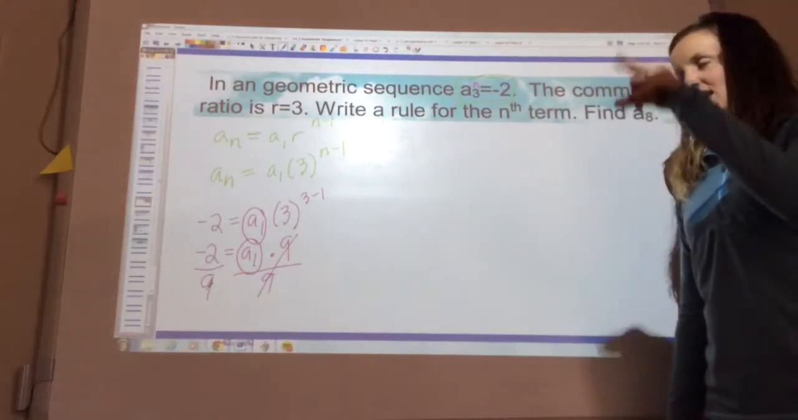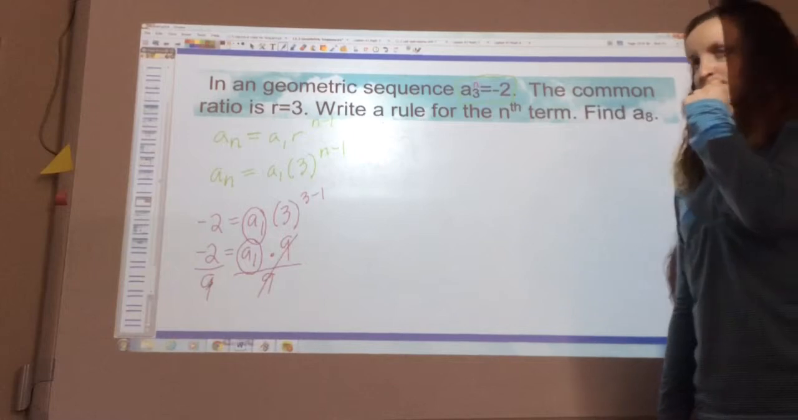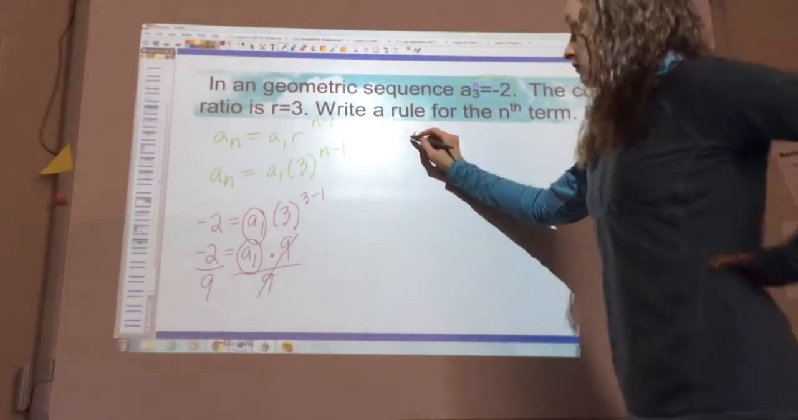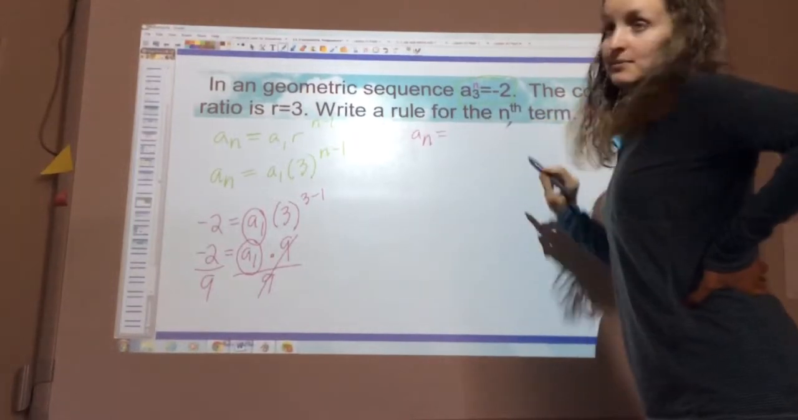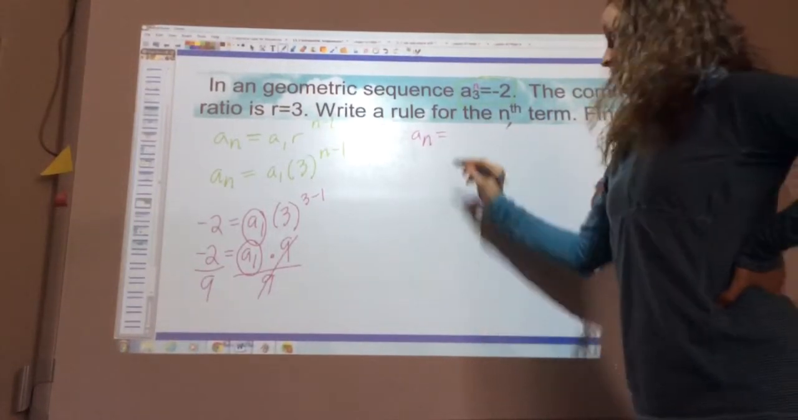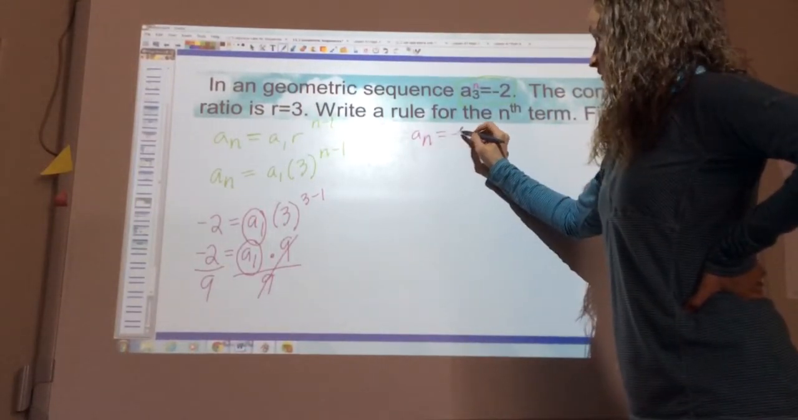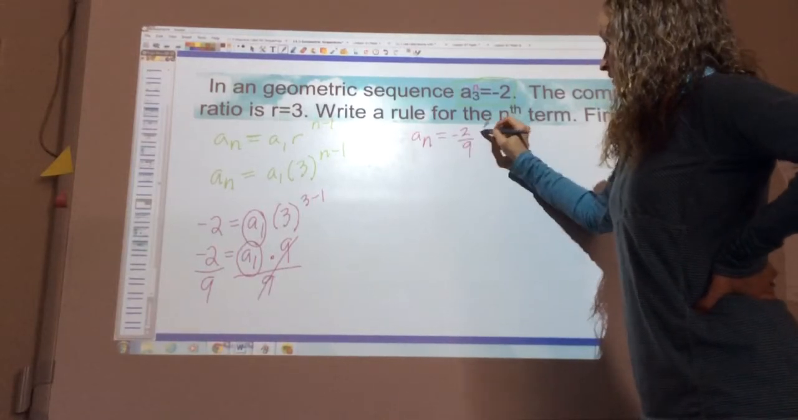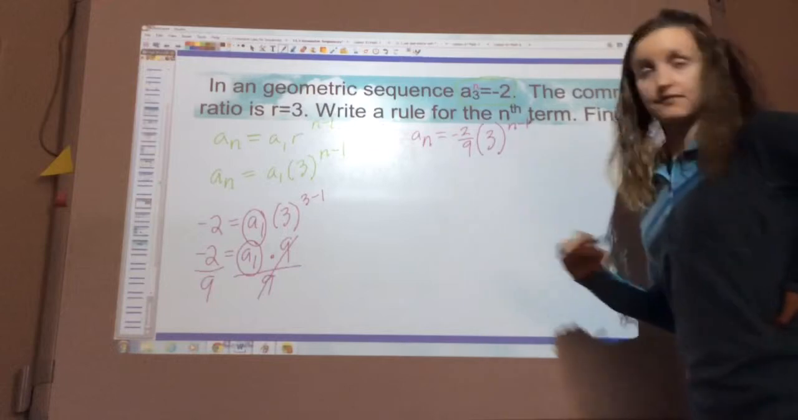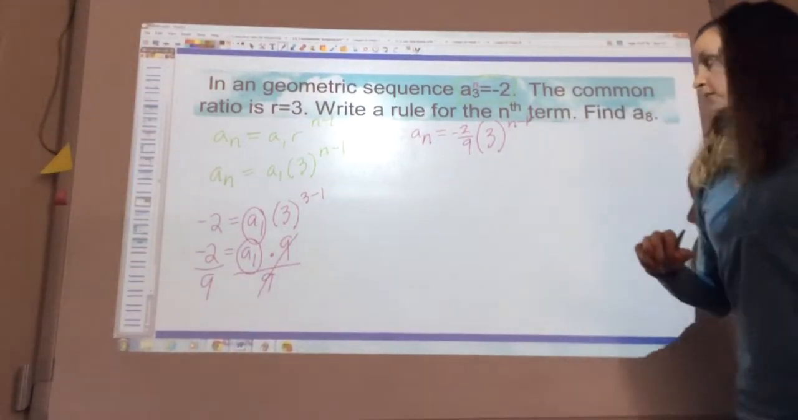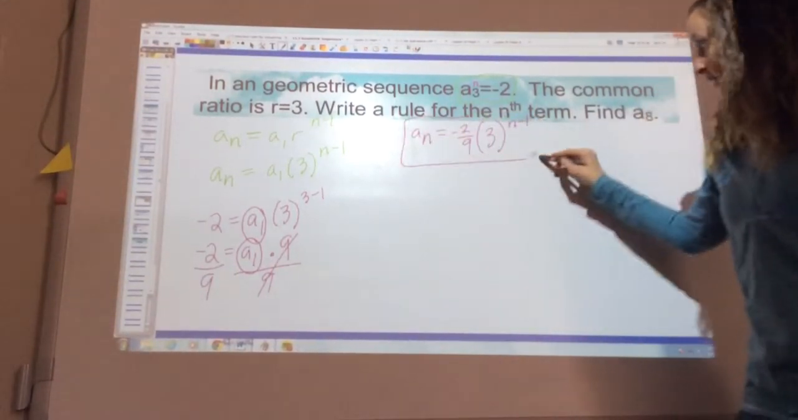How does that help us out, Elise? Now we can plug that back into our original equation. So then our original equation, or our rule for the nth term, is going to read as what? A sub n equals -2/9 times the quantity of 3 raised to the n minus 1. Do you guys agree with that? Yes. Sweet. Box that off.